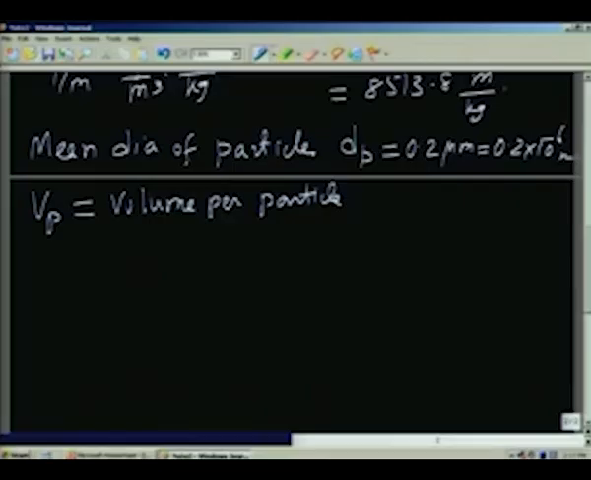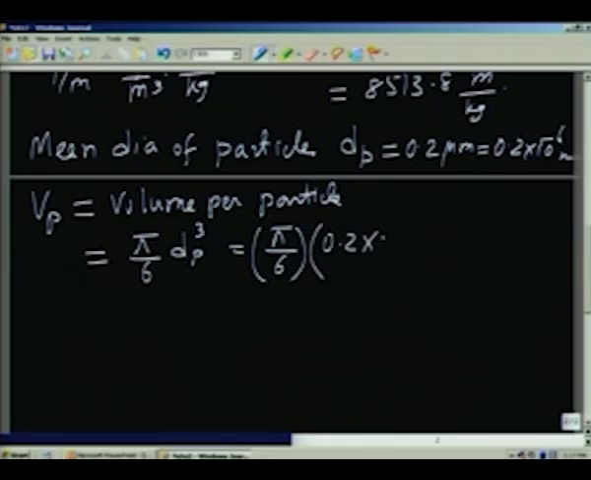That is the idea of this calculation. So, volume per particle is given by pi by 6 dP cube, that will be pi by 6 into dP cube, which is 0.2 into 10 to the power of minus 6 whole cube. This will be in meter cube, and this works out to 4.189 into 10 to the power of minus 21 cubic meters. We are working with very small volumes, and the corresponding mass of the particle.